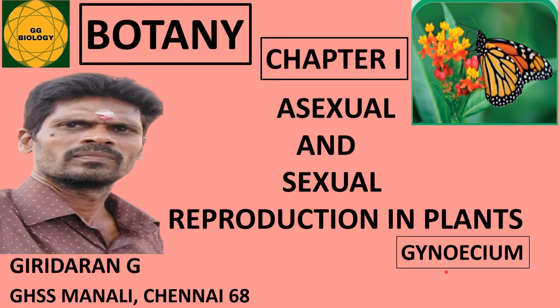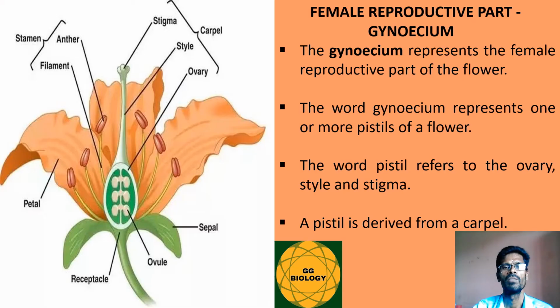Let us see the topic gynecium of chapter 1 in botany, namely asexual and sexual reproduction in plants. Before getting into the topic, let us recall the structure of the flower.